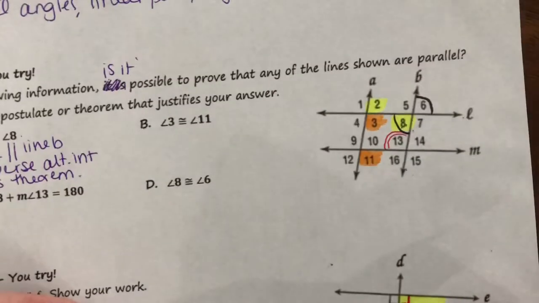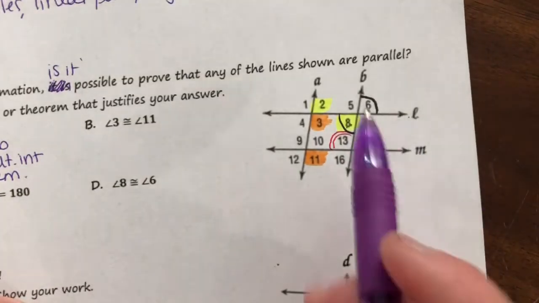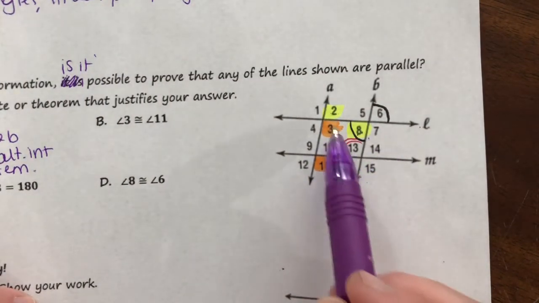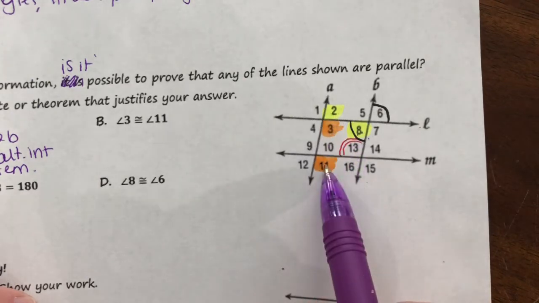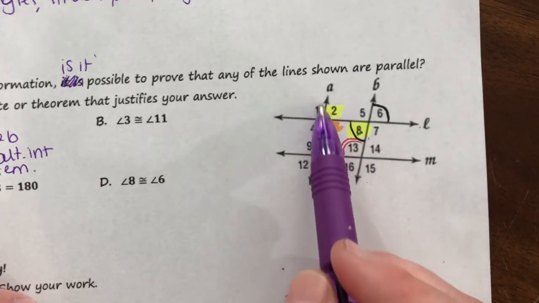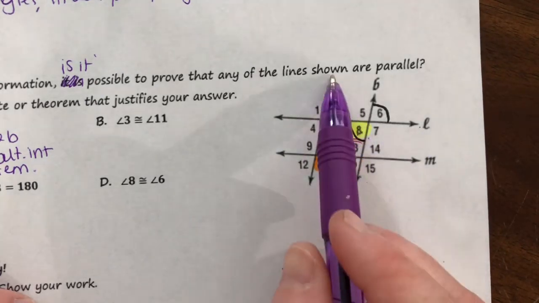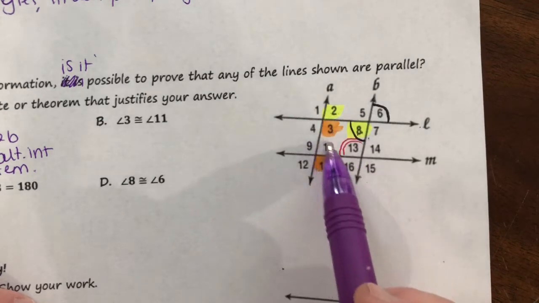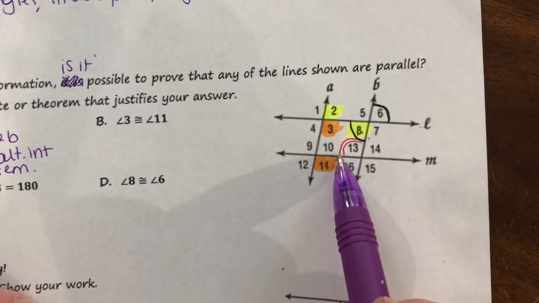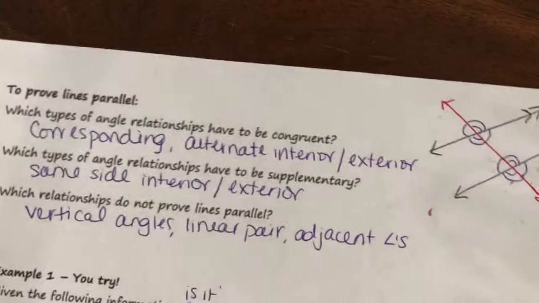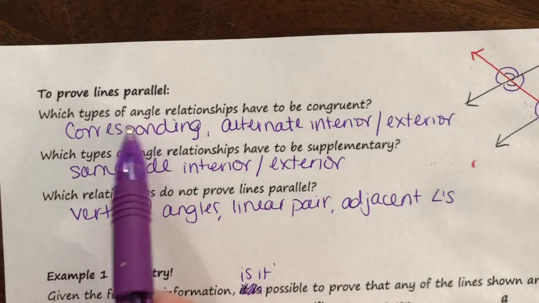B, 3 is congruent to 11. Okay, angle 3 is here, and here's 11. I highlighted them in orange. What's their relationship? These are corresponding, right? Here's our transversal. Here's our two lines that are cut by this transversal. So if this angle and this angle are corresponding, and they are also congruent, it proves our lines parallel.